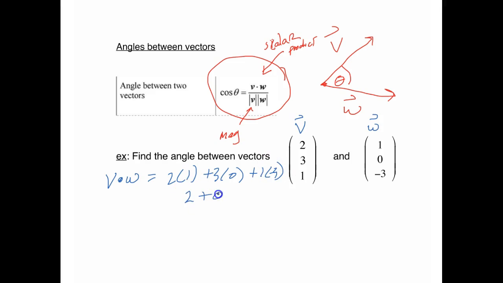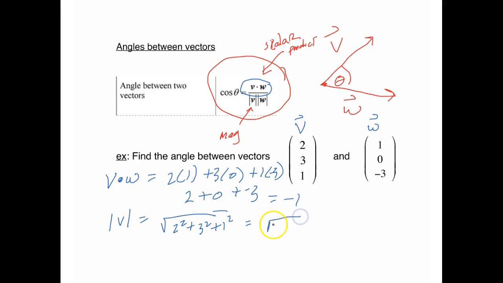So 2 plus 0 plus -3, or just -1. So that's a dot product, so that's this part. Now we need the magnitude of each one. So the magnitude of v, right, just follow the formula we did earlier, which is you take the square roots of all these squared. So 2 squared plus 3 squared plus 1 squared. And you get square root of 4 plus 9 plus 1, or square root of 14.